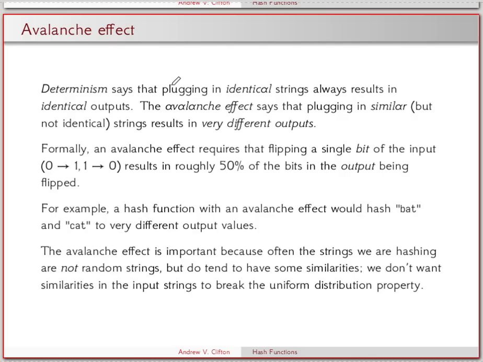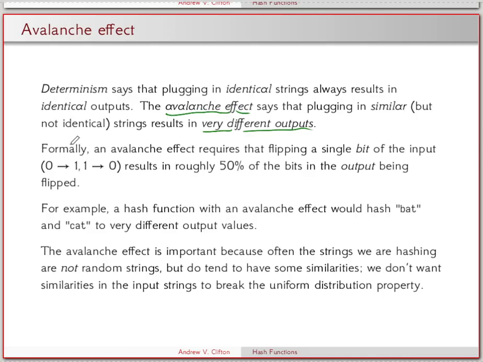Determinism says that if you plug in the same string twice, identical strings, you always get the same output here. The avalanche effect is a modification of that. It says if you plug in similar but not identical strings, then you should get very different outputs. So you plug in the same string twice, you get the same output, but if you just tweak it a little bit, you should get a wildly different output here. Put another way, the avalanche effect says that the hash function should magnify differences in the inputs.